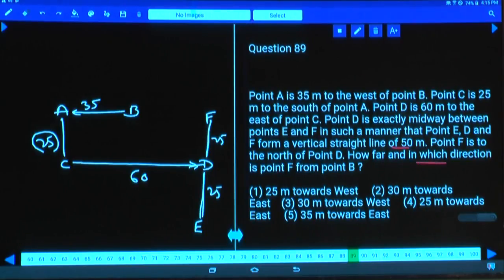How far in which direction is F from point B? Now B to F. Tell me what is the distance between these two? Here the total is how much? Total is 60. Out of this total, up to here, this is 35 and this must be how much? 25. Now which direction is F from point B? From point B, F is towards east. 25 meters east, choice 4 is the answer. For 89 it is choice 4, 25 meters east.